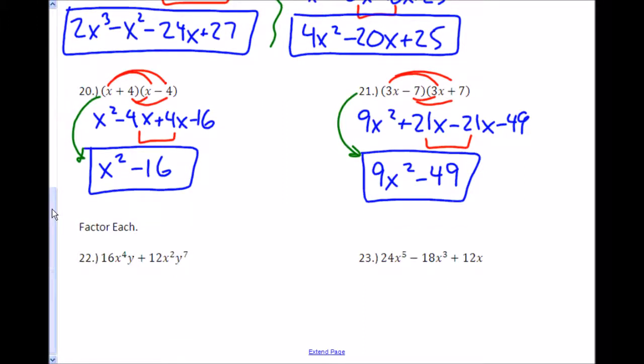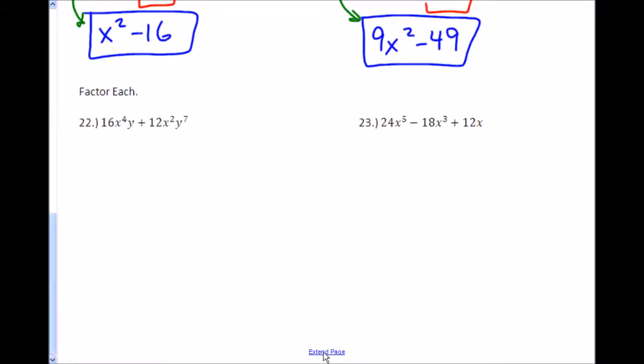If we take a look at number 22, in number 22, we want to factor this completely. So the first thing we need to do is identify the greatest common factor. So when I look at this, I look at the 16 and the 12, and the greatest common factor between those is a 4. And then from here, I have to look at the x values and the y values, an x to the 4th and an x to the 2nd. The largest amount I can take out of each of those is an x squared. And then between a y and a y to the 7th, I can take out a y from each. And now I've identified the greatest common factor.